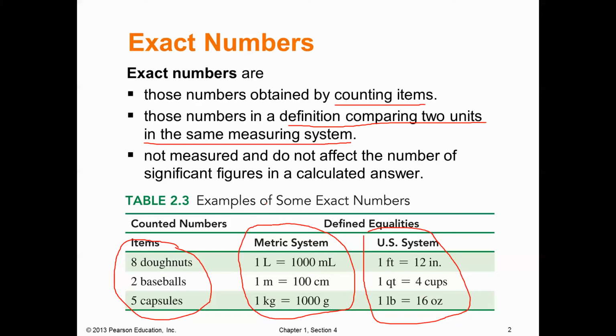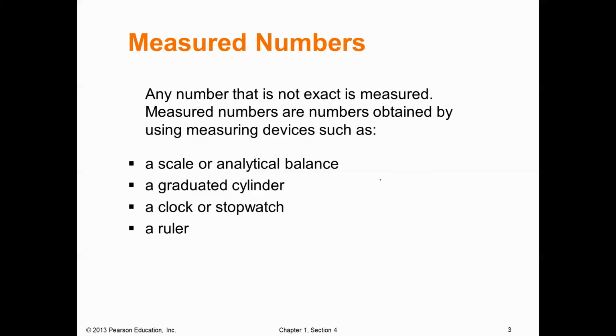And an important thing to note about exact numbers is that they do not affect the number of sig figs in our calculated answer. More on this later, but essentially what this means is because there's no error in exact numbers, they aren't going to create error in our answer. So moving on to our other type of number, we have measured numbers.